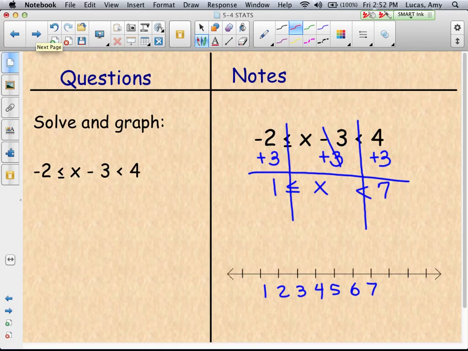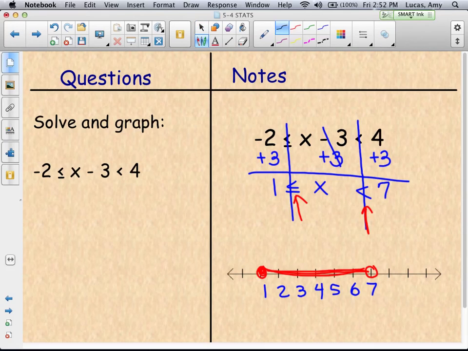My first symbol is going to mean that I have a closed circle on 1, because it's got this line underneath. My second symbol doesn't have a line underneath, so it's open, and with interval graphs, you connect in between. So, 1 is less than or equal to x, which is less than 7.